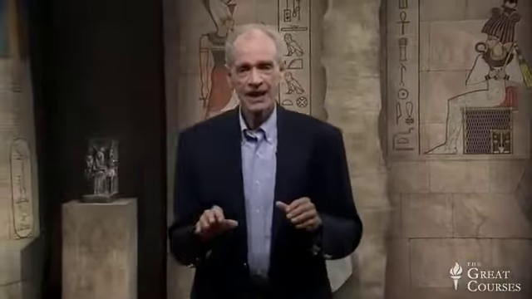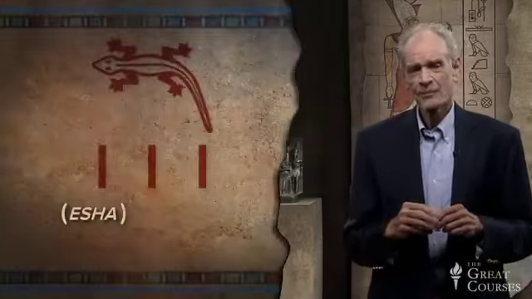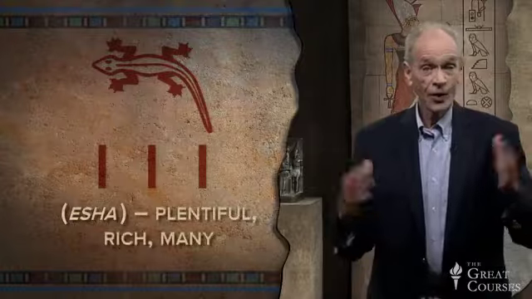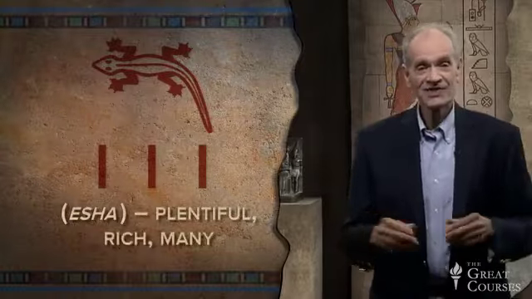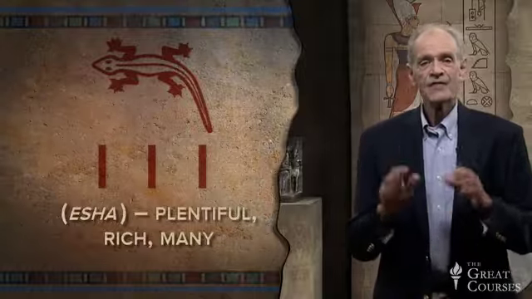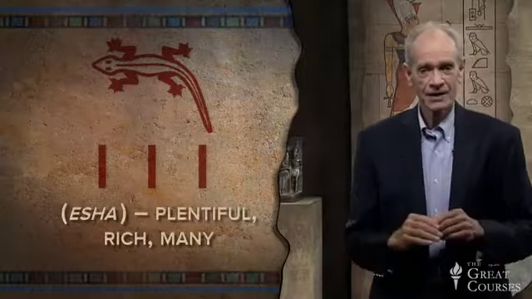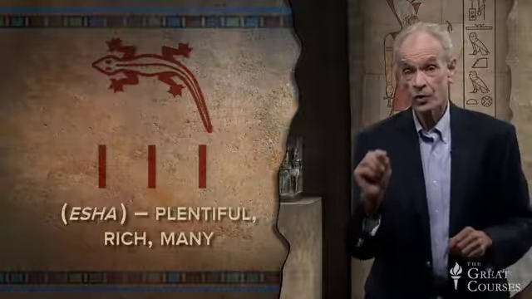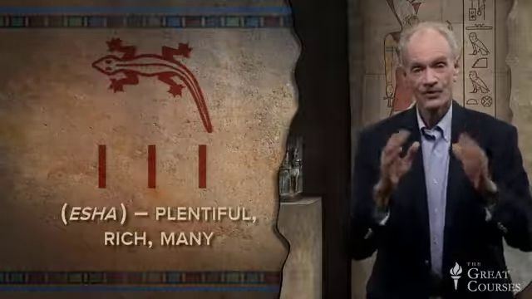Since we're talking about a seemingly endless number of temples, let me give you one more ideogram that's relevant. It's a lizard, pronounced Esha. It means plentiful, rich, or many. I guess there were lots of lizards in Egypt. That's enough ideograms for today. We'll see more. Let's just add a few more vocabulary words to our dictionaries that we'll need for the homework translations.